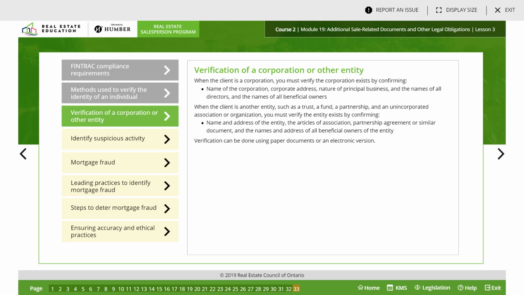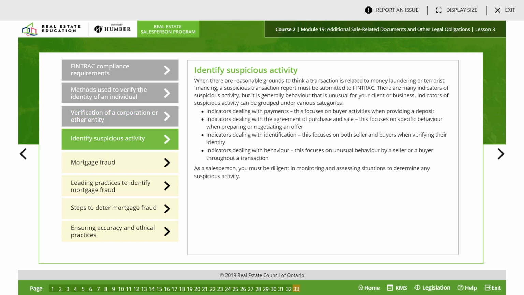When the client is another entity, such as a trust, a fund, a partnership, an unincorporated association or organization, you must verify the entity exists by confirming the name and address of the entity, the articles of association, partnership agreement, or similar documents, and the name and address of all beneficial owners of the entity. Verification can be done using paper documents or electronic versions.